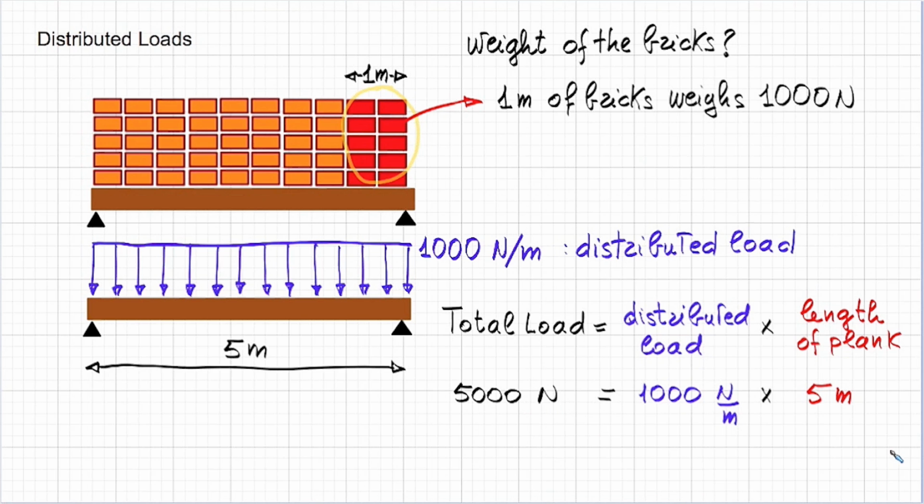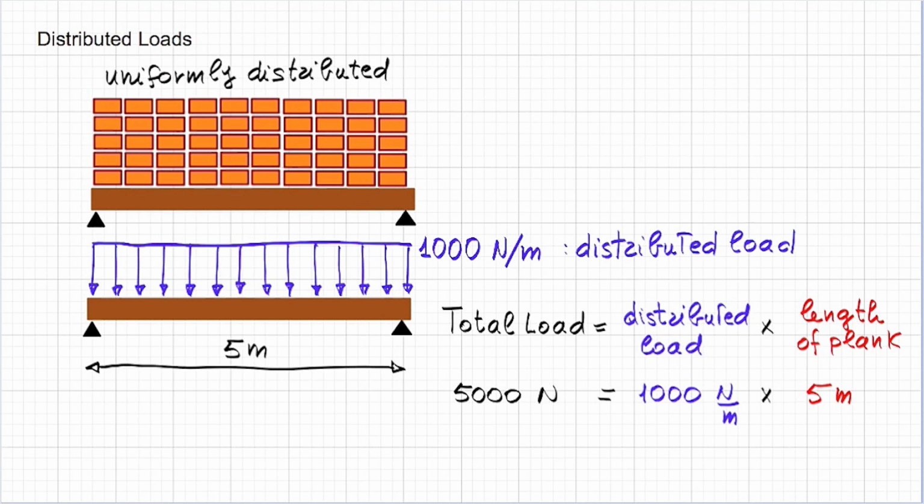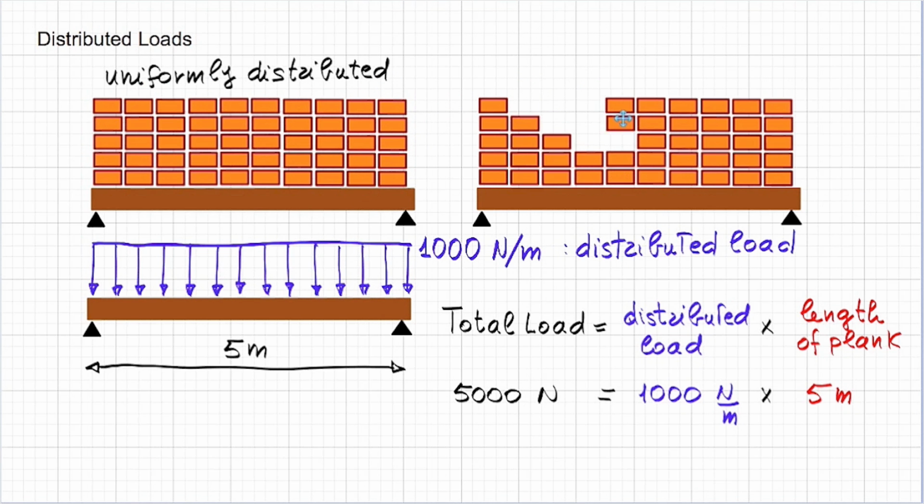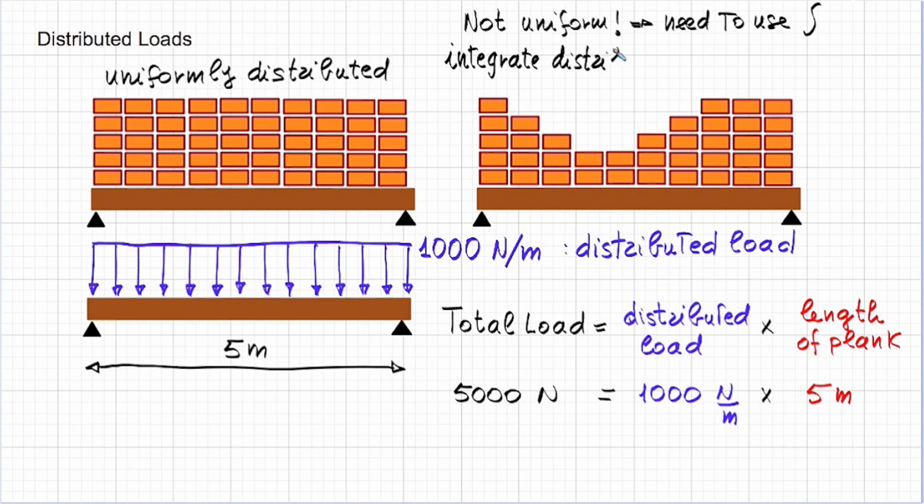Now this calculation was very simple because the weight of the bricks was uniformly distributed along the length of the plank, so we can simply use a multiplication to obtain the total load. In general, things may be more complicated and your distributed load may not be uniform. In these cases, what you need to do is use the concept of integration. You will obtain the total load by integrating the distributed load over the length of the plank.